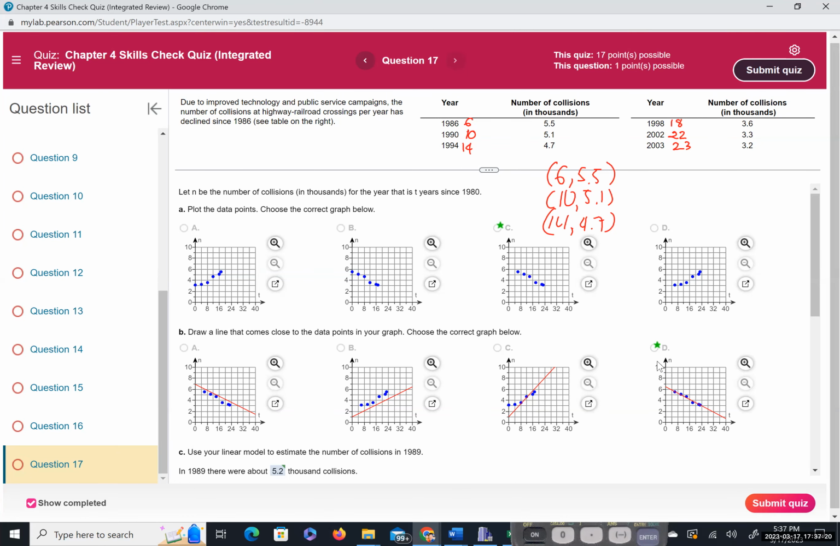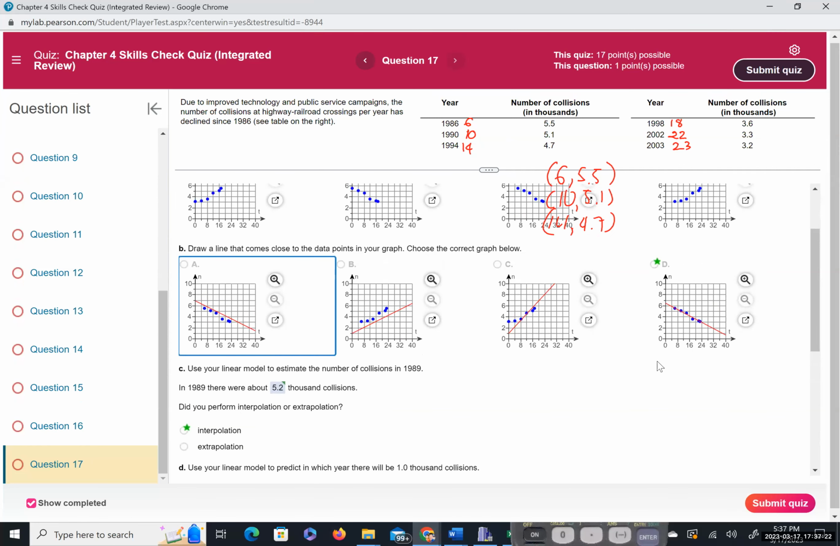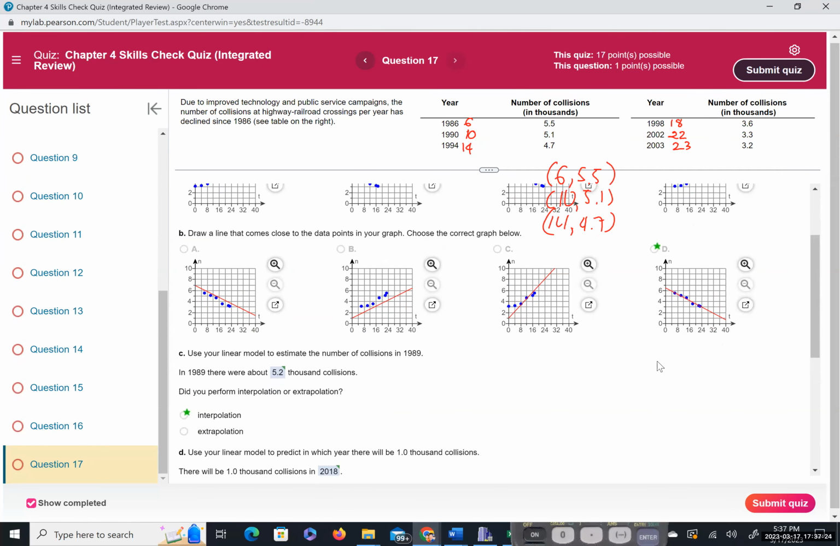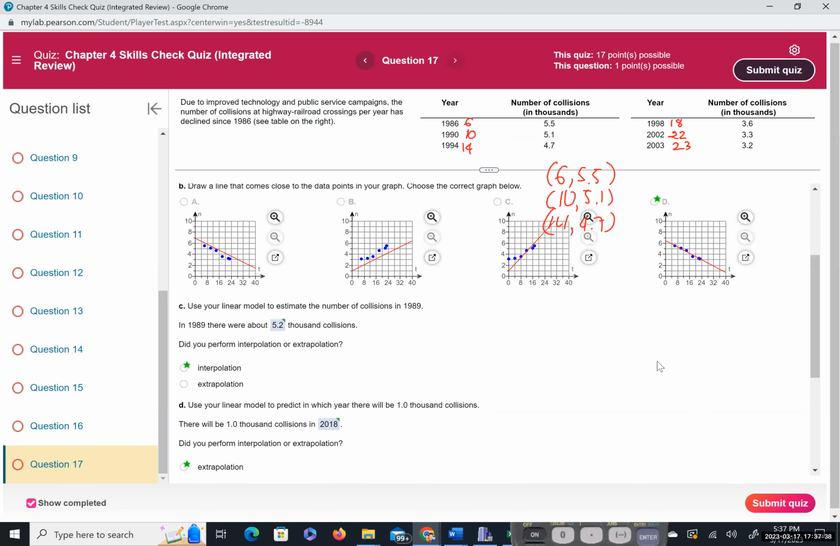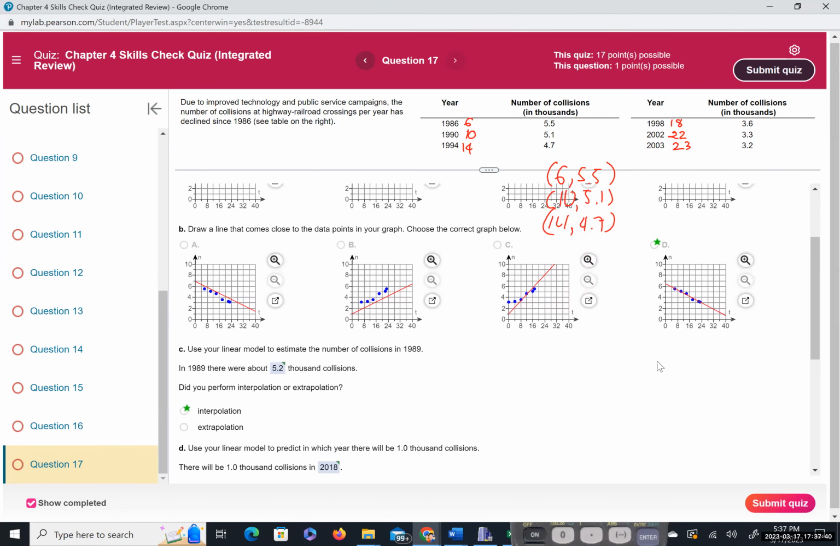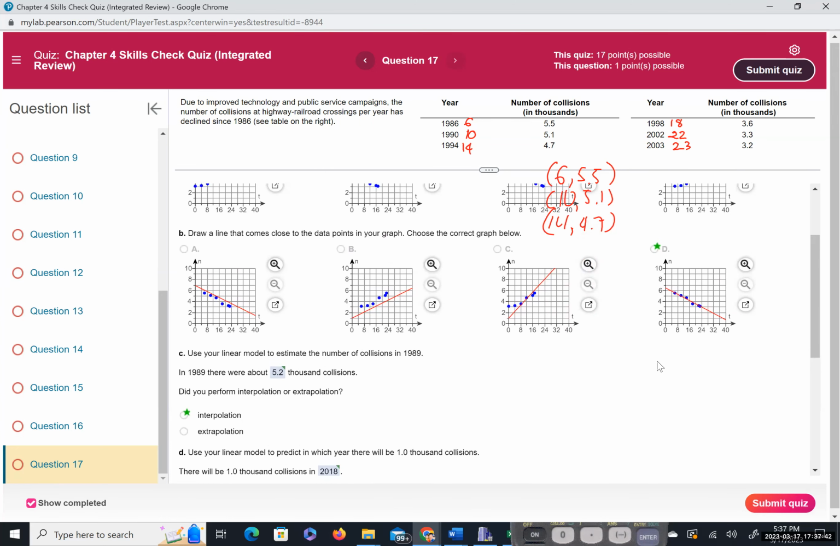And then the next column is asking us to estimate the number of collisions in 1989. In 1989, there were about 5.2 thousand collisions. Okay, so is that correct? Let's take a look at 1989, which is 9 years, right? 9 years, t equals 9.